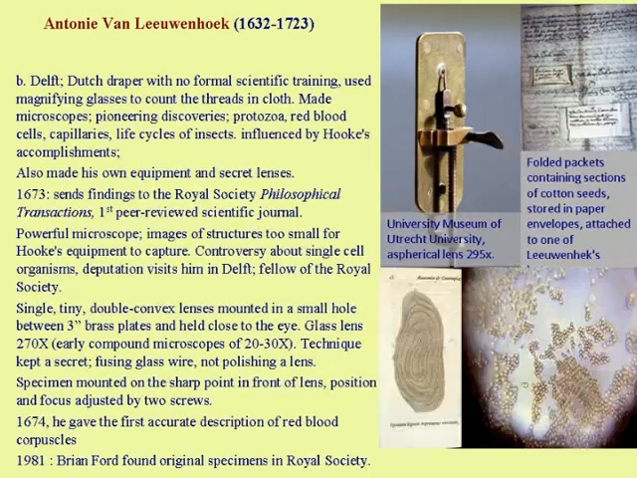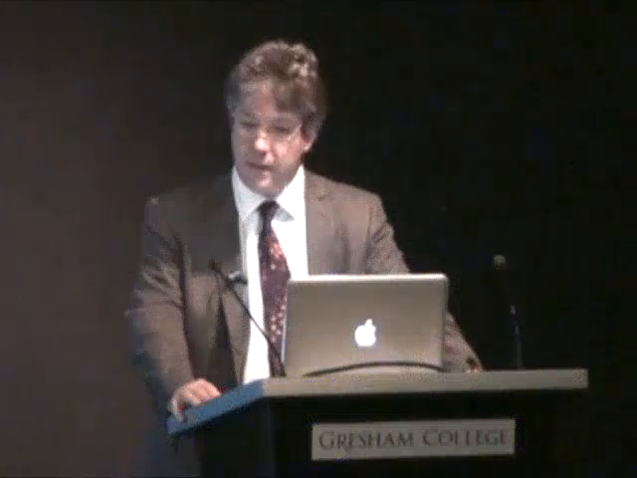So Leeuwenhoek was actually seeing the red blood cells. And here is a picture of red blood cells in the bottom right. So astonishing magnification. A real big improvement on the lower magnification that was achieved with the compound microscopes. And they could see structures that couldn't be seen in England with the compound microscopes.